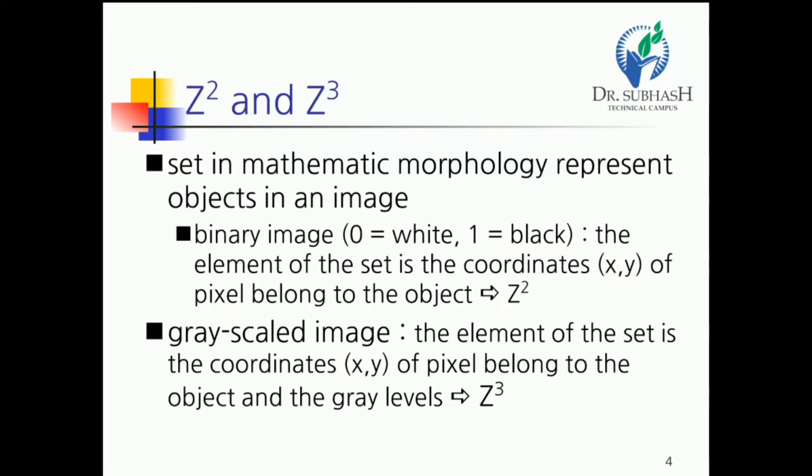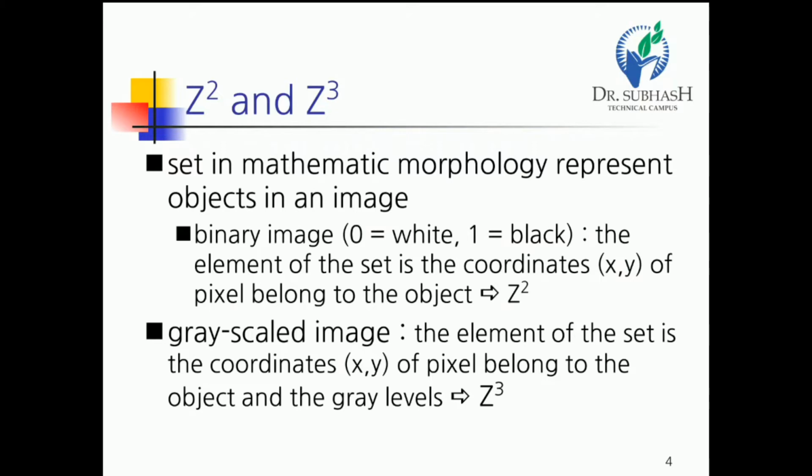The set in mathematical morphology represents the object in an image, that is the binary image. In case of the binary, dear students, we all know about that. In case of the binary, we are getting two results, one is 0 and the second one is 1. So 0 can indicate white and 1 can indicate black. The elements of the set are the coordinates x and y of the pixels that belong to the object, and that is known as Z2 coordinates.